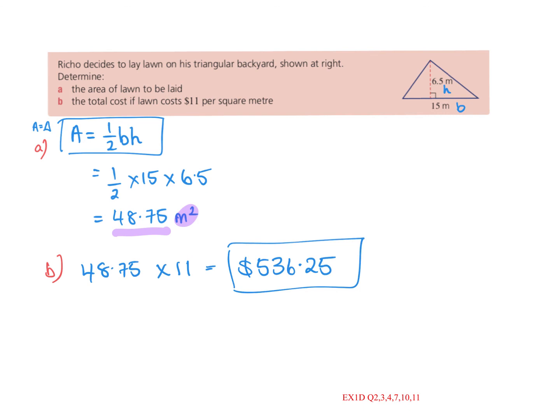Have a think about it. Would that be how much it would cost to lay some lawn on someone's house? Probably, it's roughly pretty good. If you got $5,000 or $50,000 in your answer, maybe have a think that that's wrong. That helps you work out, oh, I might have made an error.